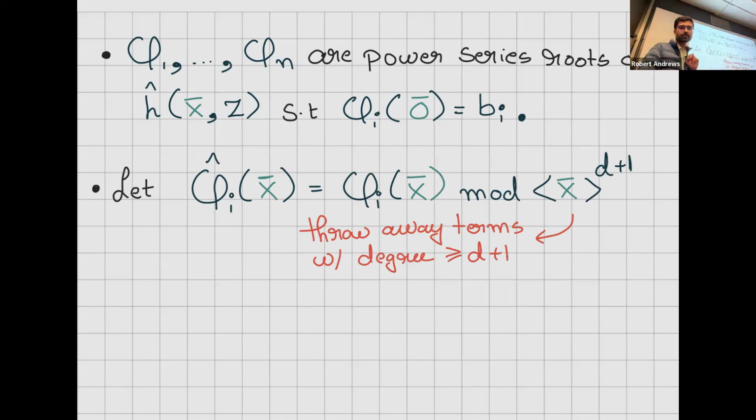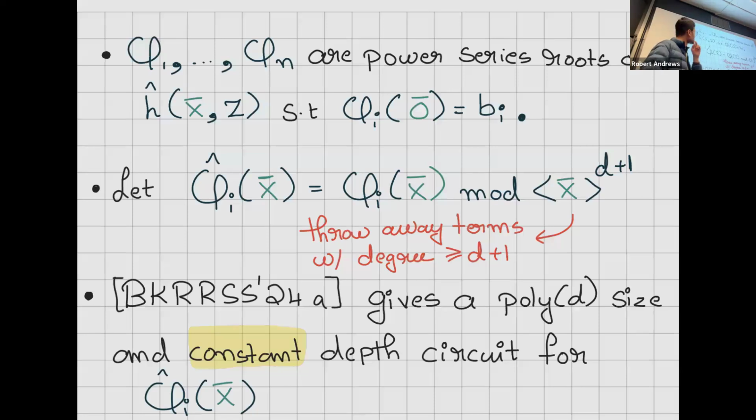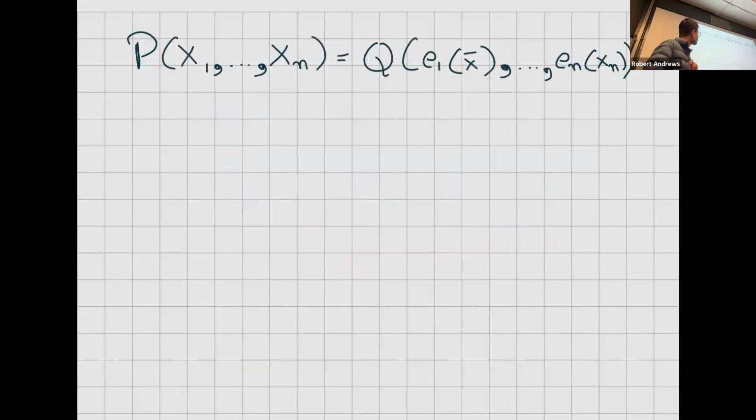So what our earlier result says is that we can compute these phi i hats in constant depth. So I can compute the approximations to these power series in constant depth. And this is what will be useful for us to get constant depth circuits for Q, the composing polynomial I mentioned initially. So now let's complete the argument with this.